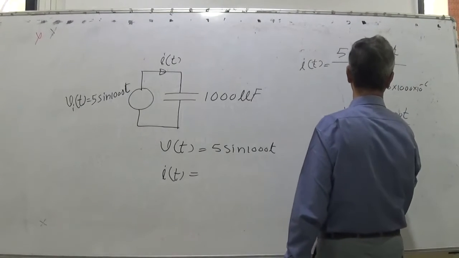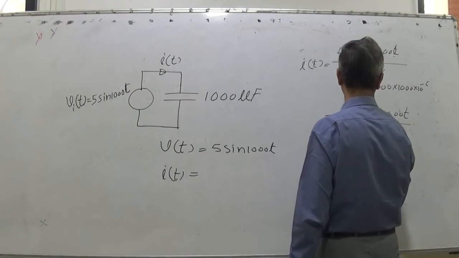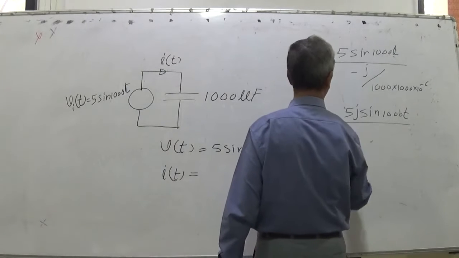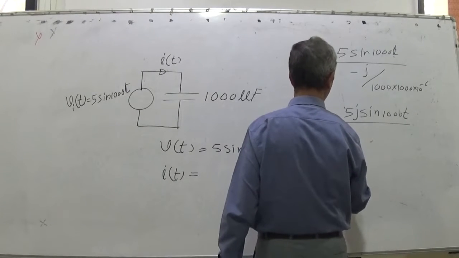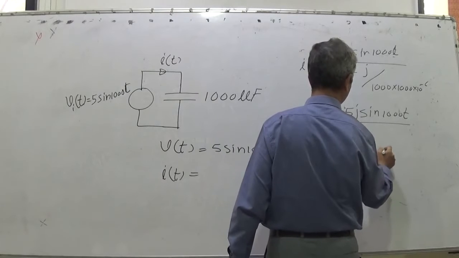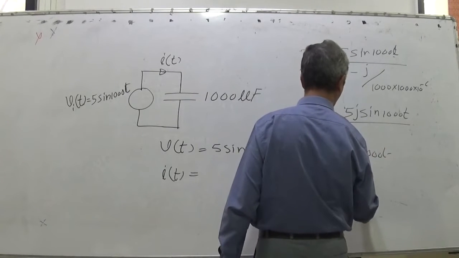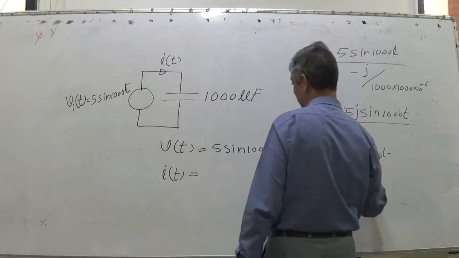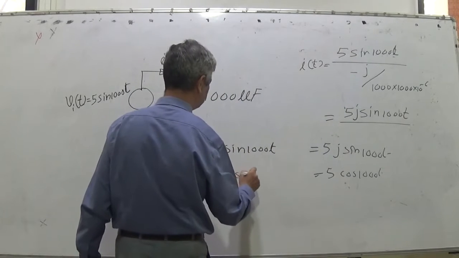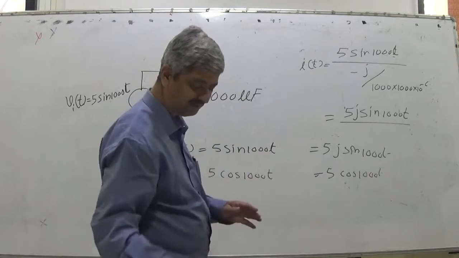T upon minus J, multiplying numerator and denominator by J, it is 5J, minus J into J is minus J square is 1. So it is 5J sine 1000 T. Means what? J sine is cos. So it is 5 cos 1000 T. So that is 5 cos 1000 T. So what will happen now?